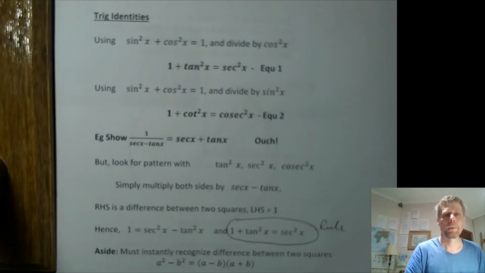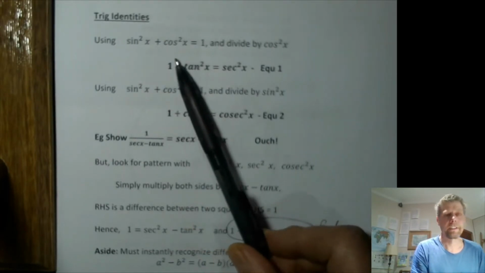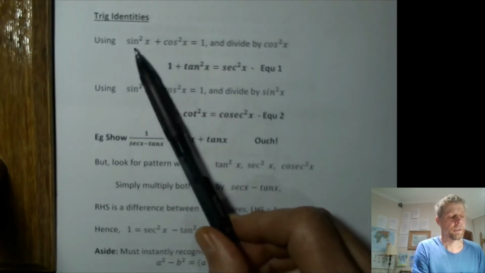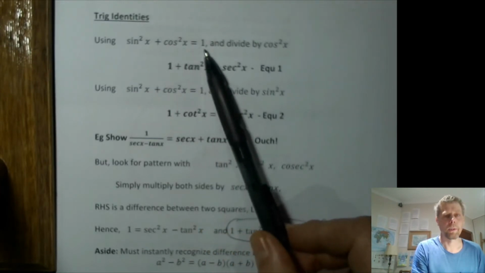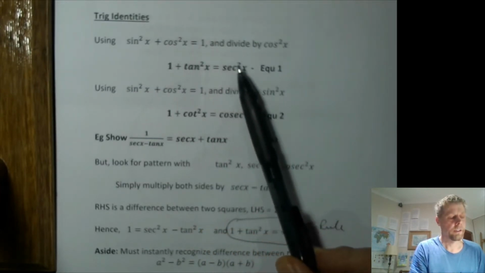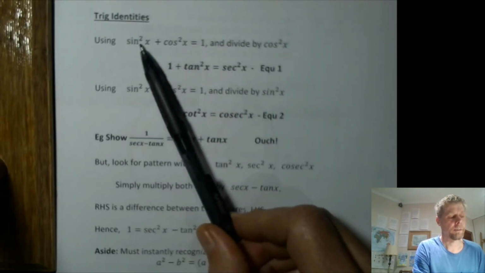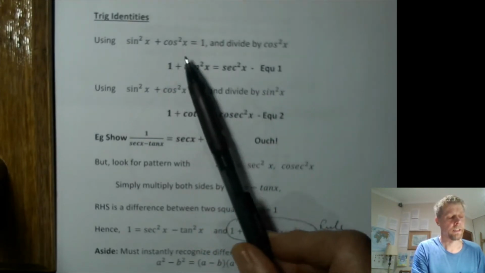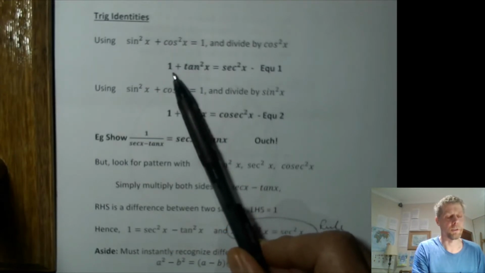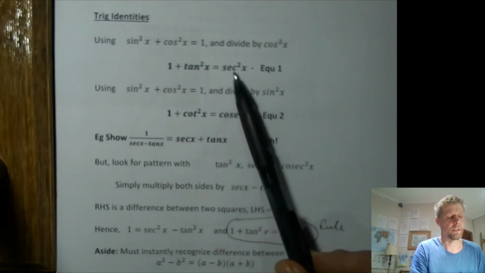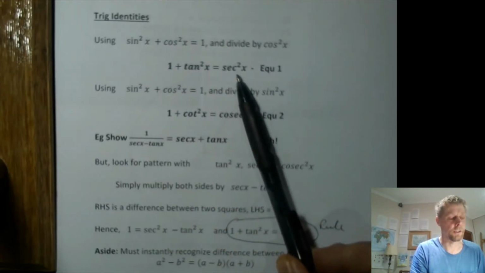There are two important trigonometrical identities in this section, and we use sine squared plus cos squared equals 1 to derive these. In the first case, if we divide by cos squared, sine squared divided by cos squared gives you tan squared, and cos squared divided by cos squared gives you just 1, and that's equal to 1 over cos squared, which is sec squared. So there's your first equation.